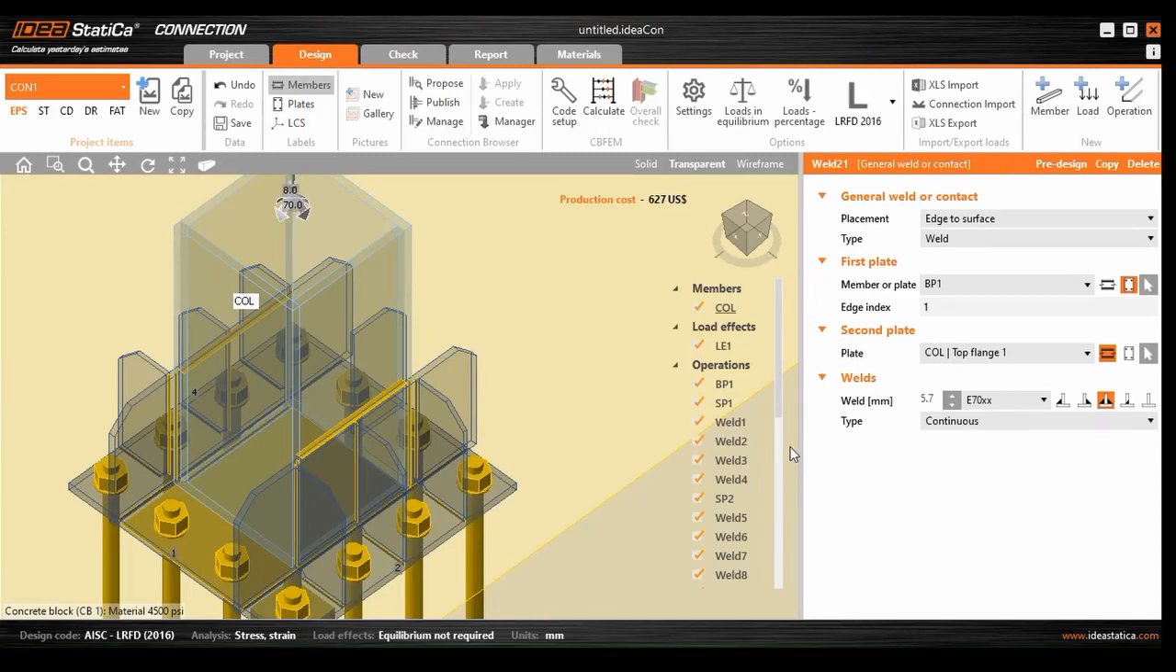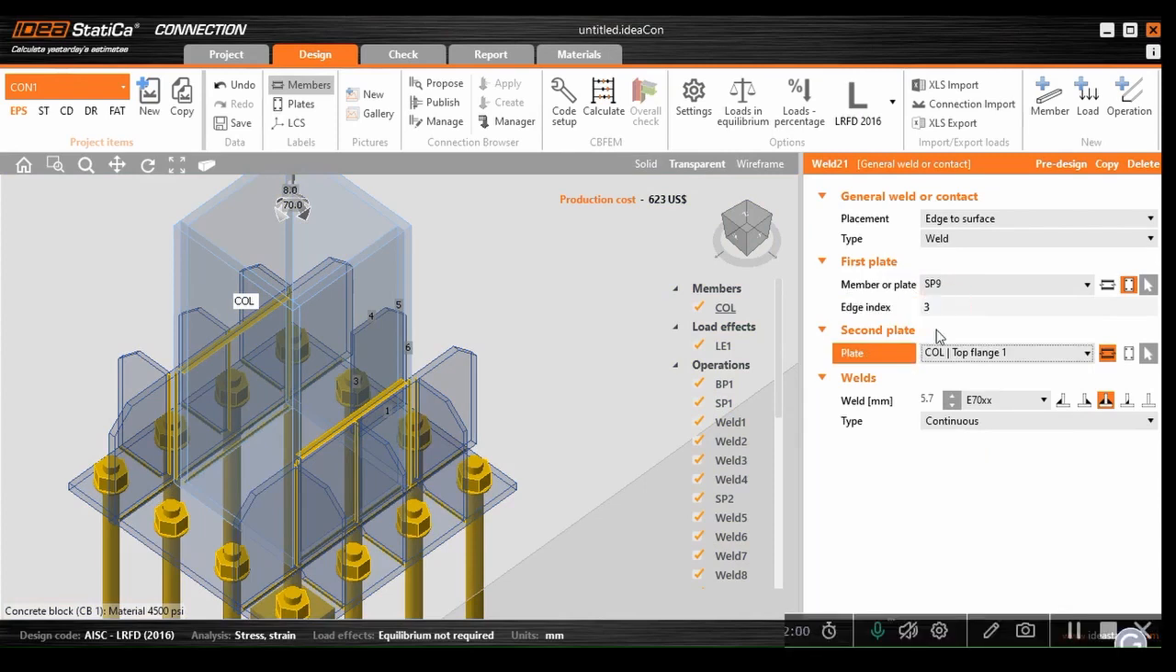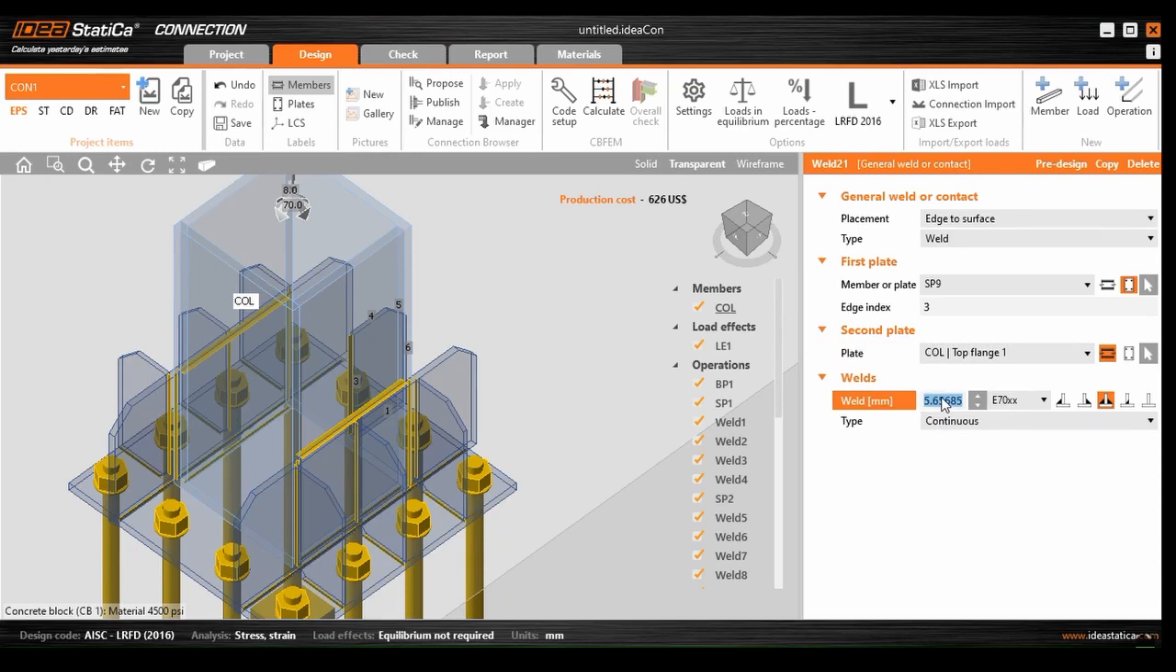On the right side, leave the above as it is. Set the first plate to SP9, index 3. And set the second plate to top flange 1 as we see now. And change the thickness of the weld here to 7 and make sure it's a double fillet weld.